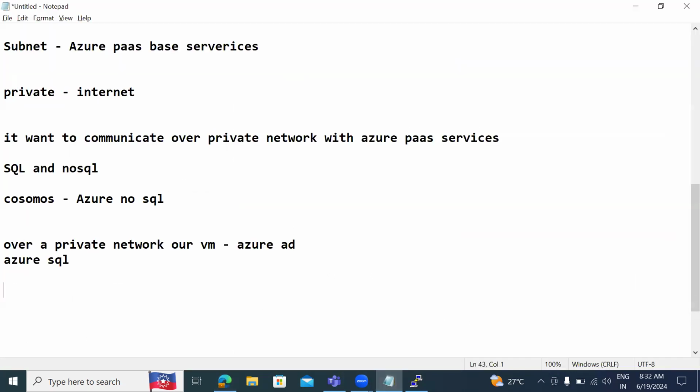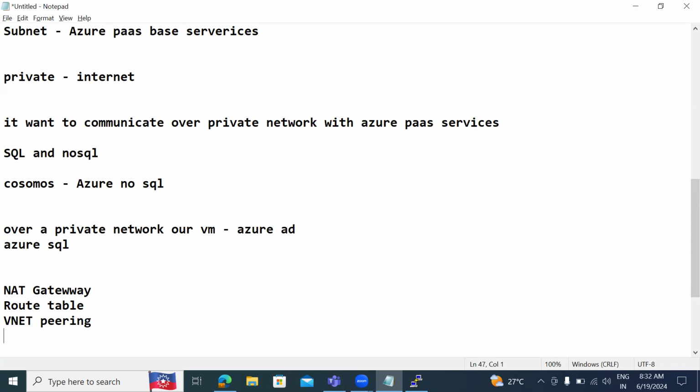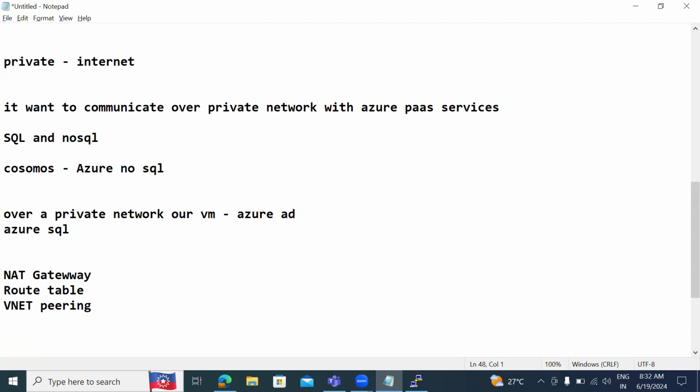Okay, so what is that? We have one more option called NAT Gateway, route table, and VNet Peering. So these are all important concepts.